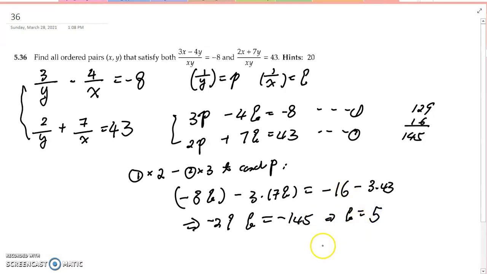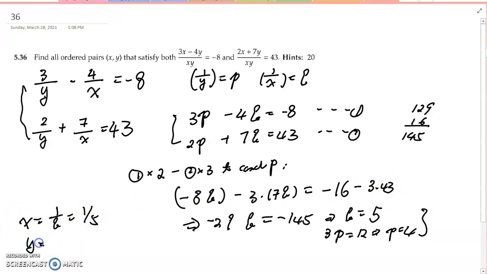5. If q is 5, then we can solve for p using equation 1, right? So 3p is 20 minus 8, which is 12, so p is 4. Then we can solve for x. x is equal to 1 over q, which is 1 over 5. Then y is 1 over p, which is equal to 1 over 4. So this is the solution.